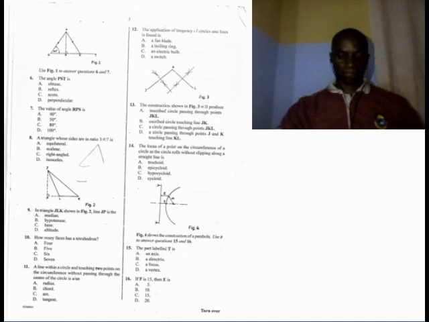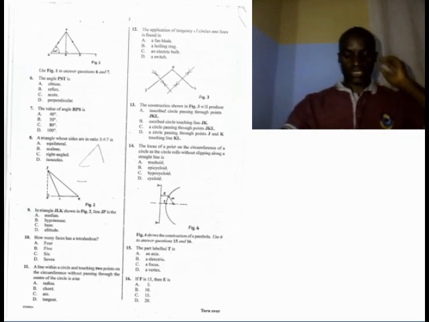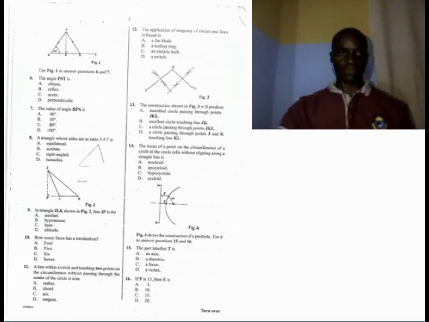Number 11. A line within a circle and touching 2 points on the circumference without passing through the center of the circle is A, radius, B, chord, C, arc, D, tangent. The correct answer here is chord. Chord is like diameter. The diameter passes through the center of the circle, while chord does not. So chord is the correct answer, which is B.